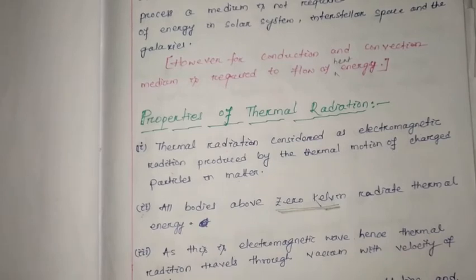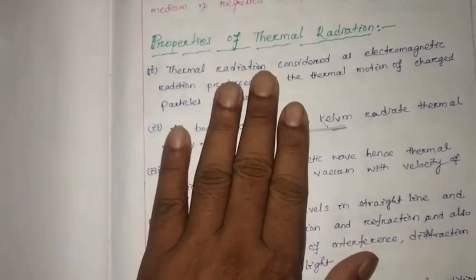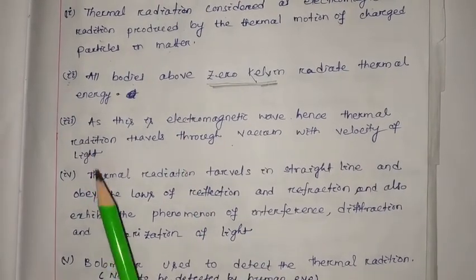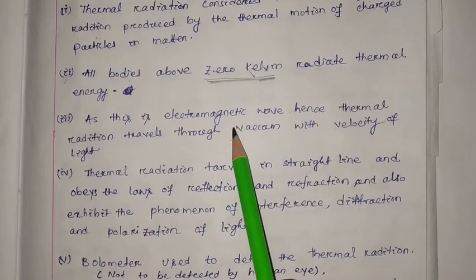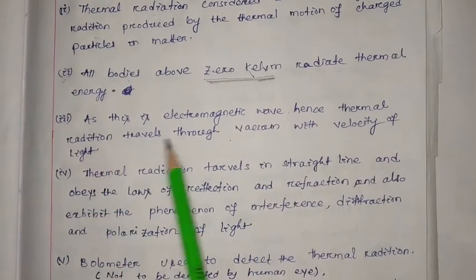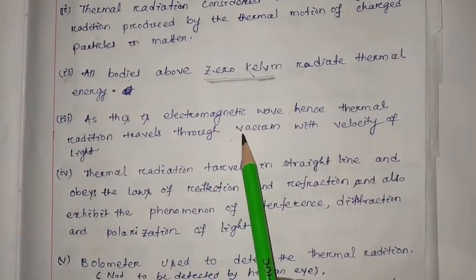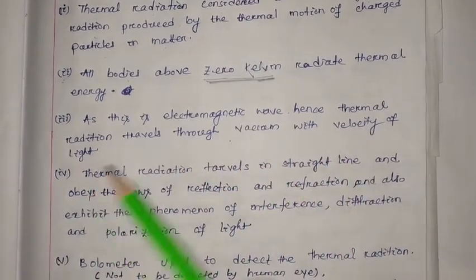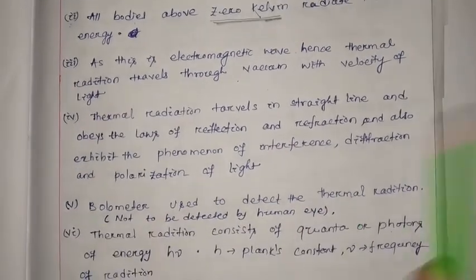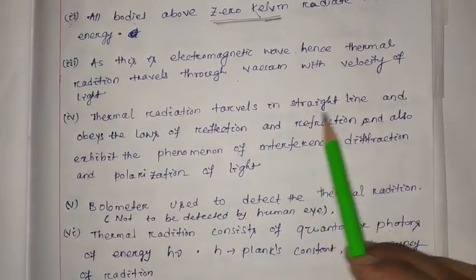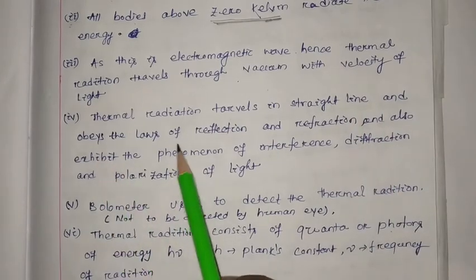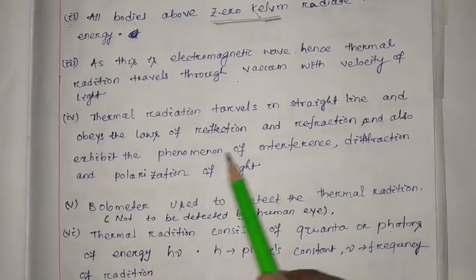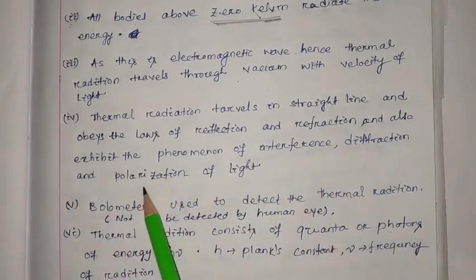Then the third point: as thermal radiation is an electromagnetic wave, it travels through vacuum with the velocity of light. It is obvious. Then the fourth point: thermal radiation travels in a straight line and obeys the laws of reflection and refraction, and also exhibits the phenomena of interference, diffraction, and polarization of light.